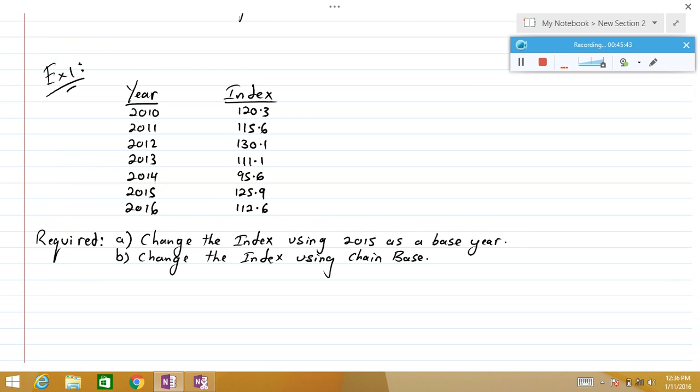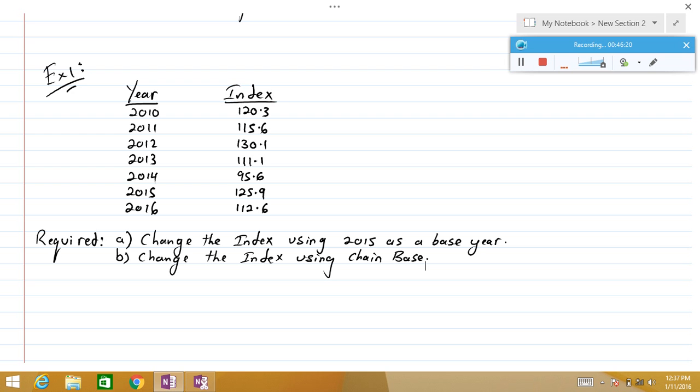Okay guys, can we start? Now, this is very simple, very quick one. Why do we change index? Normally government will do this. If they think that the inflation rate they calculated last time was a mistake or not an accurate inflation rate, they will revise back. So how do they revise back? There are two methods here. One is fixed base, another one is chain base. That's how they revise back.